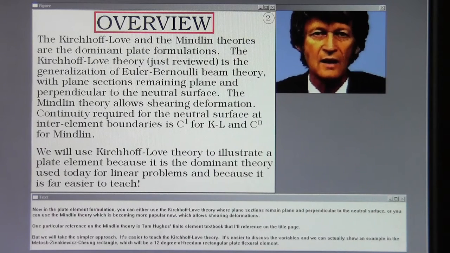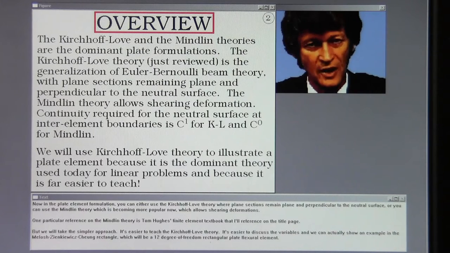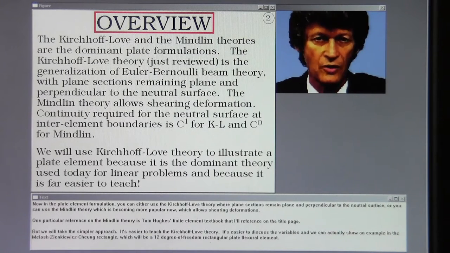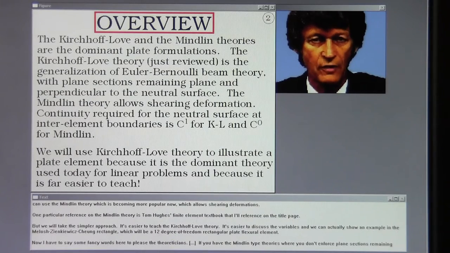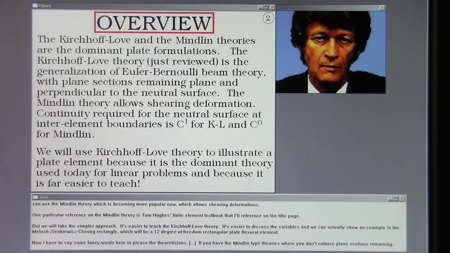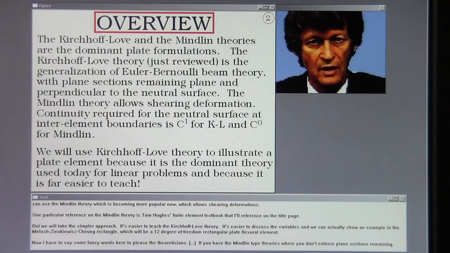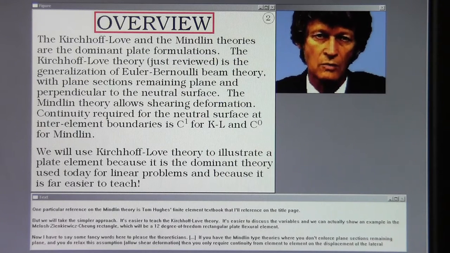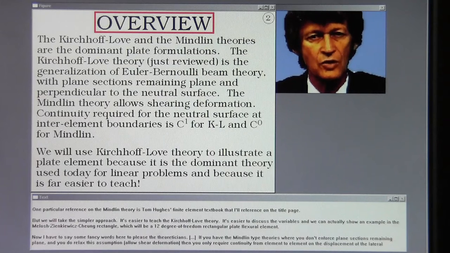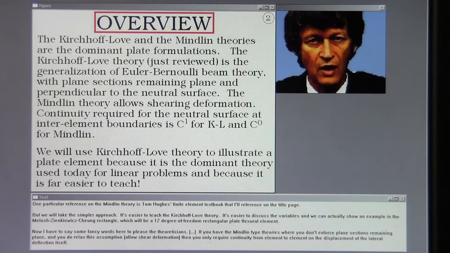Now, in the plate element formulation, you can either use the Kirchhoff-Love theory, where plane sections remain plane and perpendicular to the neutral surface, or you can use the Mindlin theory, which is becoming more popular now, which allows shearing deformations. One particular reference on the Mindlin theory is Tom Hughes' finite element textbook that I'll reference on the title page. But we will take the simpler approach. It's easier to teach the Kirchhoff-Love theory. It's easier to discuss the variables.